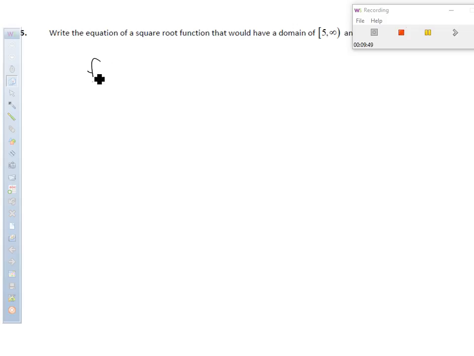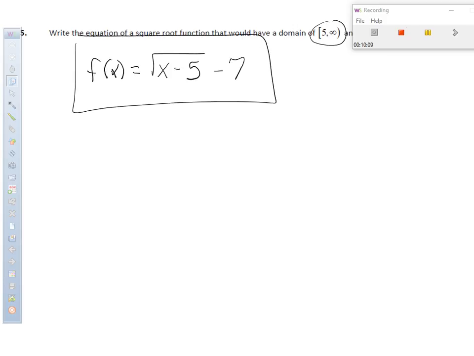So I'm going to start off with f of x equal. Now, for it to have a domain of 5 to infinity, it must have been shifted 5 units to the right. So I need a minus 5 in there. To have a range of negative 7 to infinity, it must have been shifted down 7. And then you're done. That's all there is to number 5.